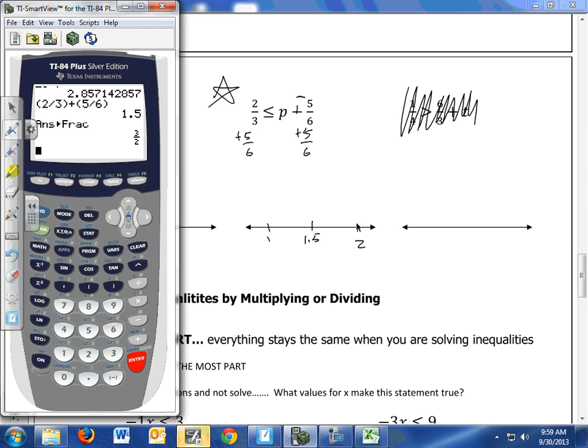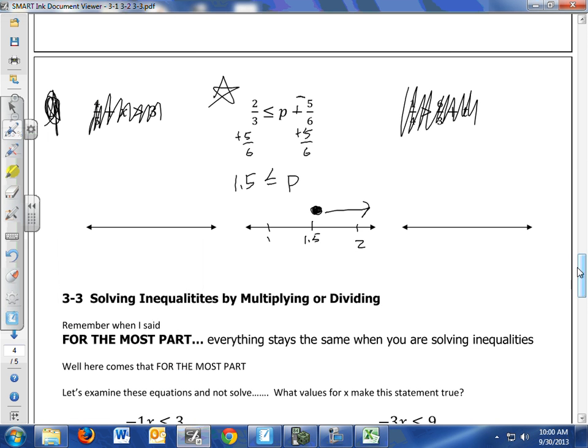1.5 is between 1 and 2. My solutions are bigger than or equal to 1.5. So I should have a closed circle, and my arrow should be going which way, Miss Krieg? The right. Okay, that's fine. Cool. All right, let's move on.